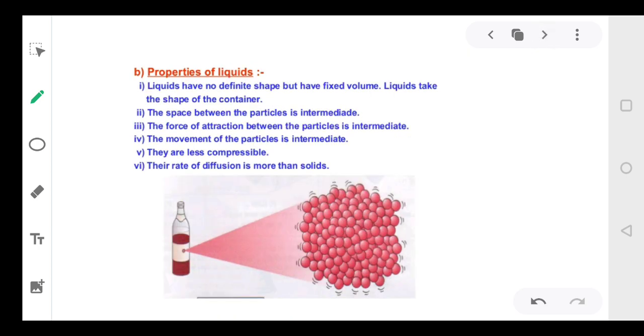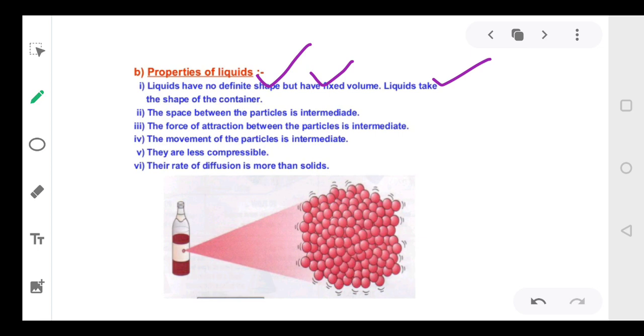Now coming to the liquids. See, liquids do not have a definite shape. The example of liquid is water. Do you think water has a shape? No. But you put the water in the glass, it will take the shape of the glass. If you put the water in the bowl, it will take the shape of the bowl. So liquids do not have a fixed shape, but they have a fixed volume, and they take the shape of the container in which we put them.